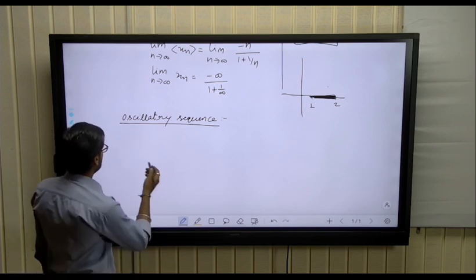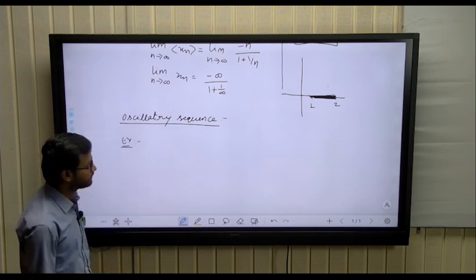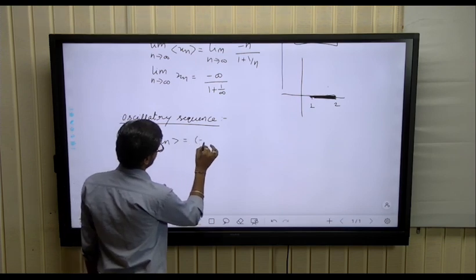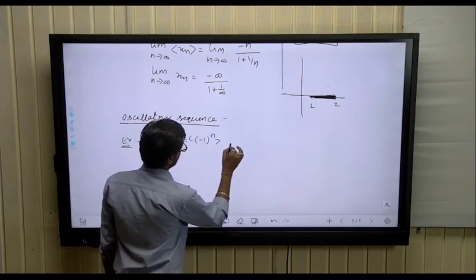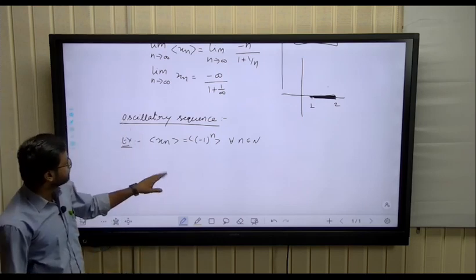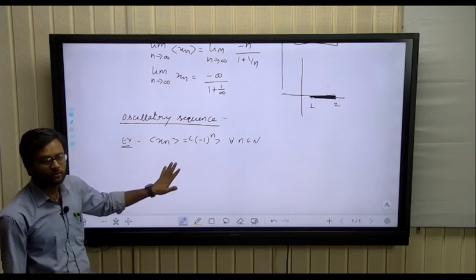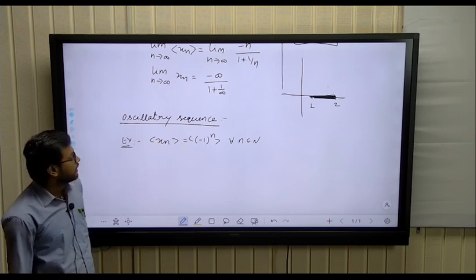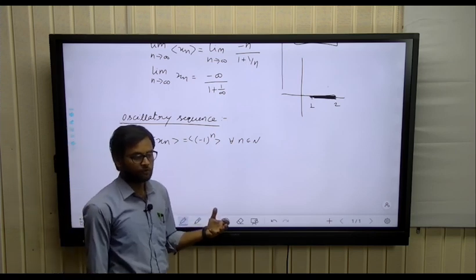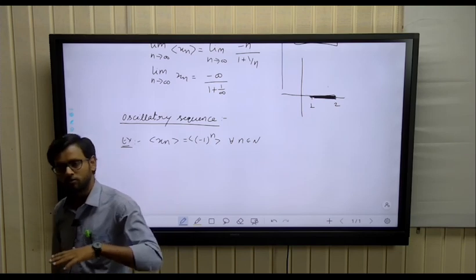I give the example and introduce the oscillatory sequence. Suppose the given sequence is (-1)^n for all n belongs to N. Okay, suppose the given sequence is x_n equals (-1)^n. This is the given sequence. Now we write the terms of the sequence. If you want to check for an oscillatory sequence, first you write the terms of the sequence.